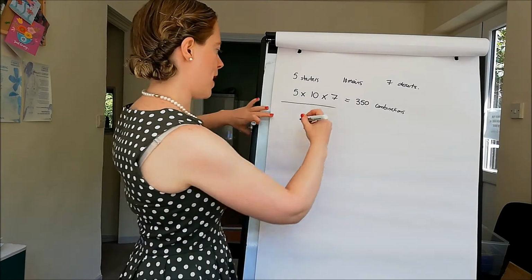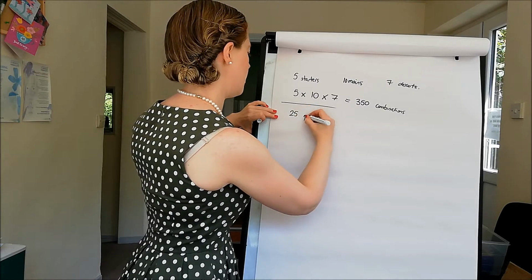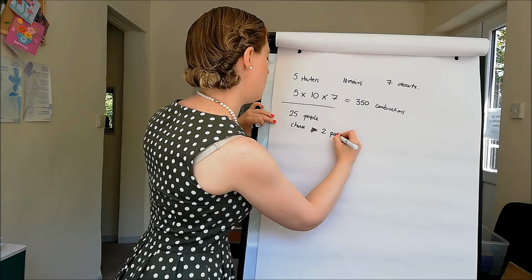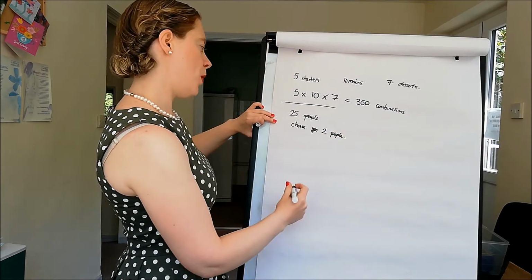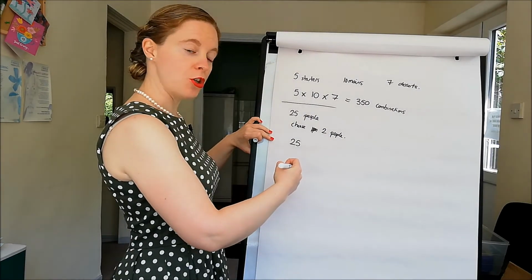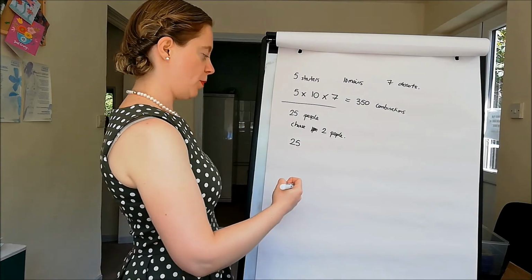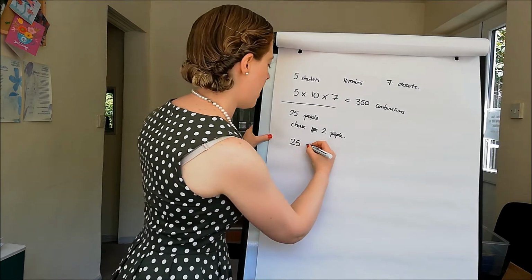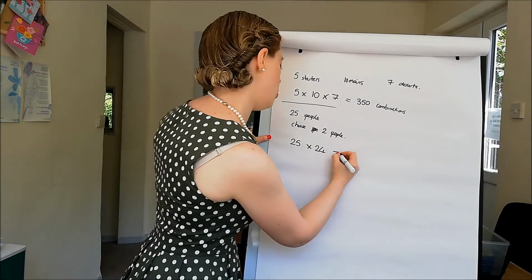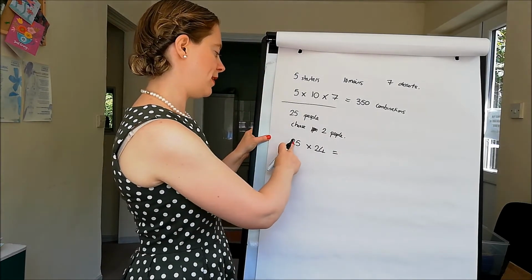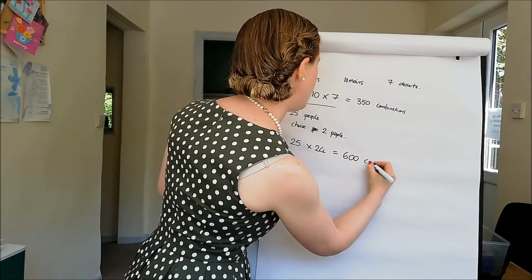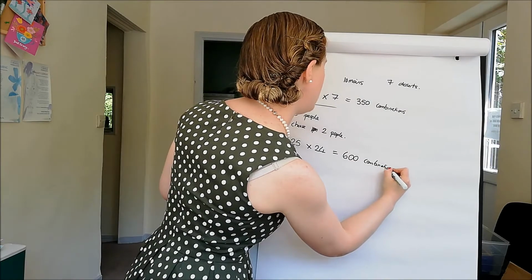So an example of that might be, in a class of 25 people, if you're going to choose 2 people, then when you choose the first person, you've got 25 choices that you could make. But then after that first person has been chosen, now there's only 24 people left to choose from. So the possible combinations are 25 times 24, which equals 600 combinations.